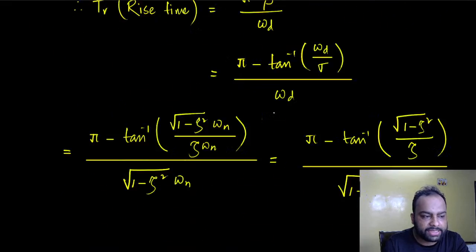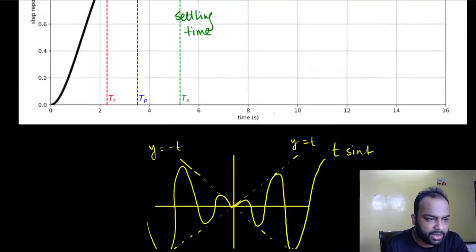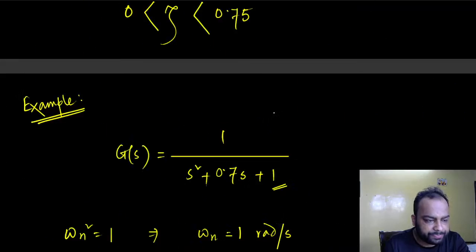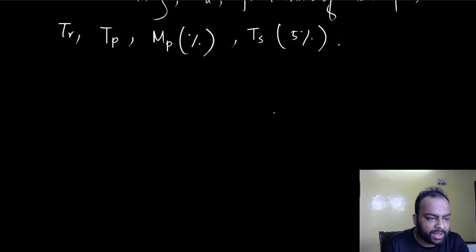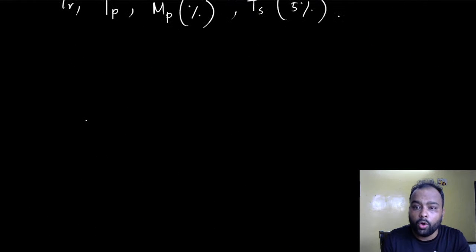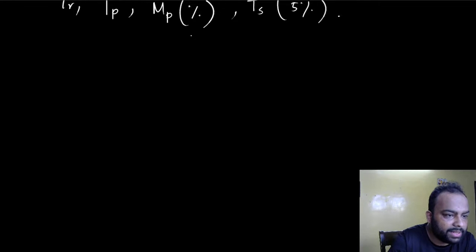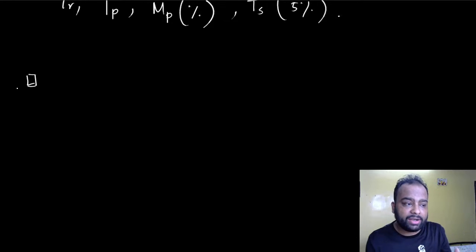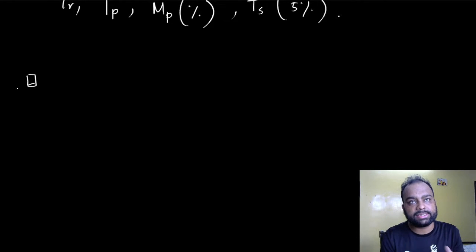Again, we derived all the expressions in our earlier classes, and we solved a few problems as well. And today we are going to continue with systems for which zeta is equal to 1. So now let's consider the next situation. Again, we are going to end our discussion today on the transient response of second order systems with overarching notes on the entire thing.